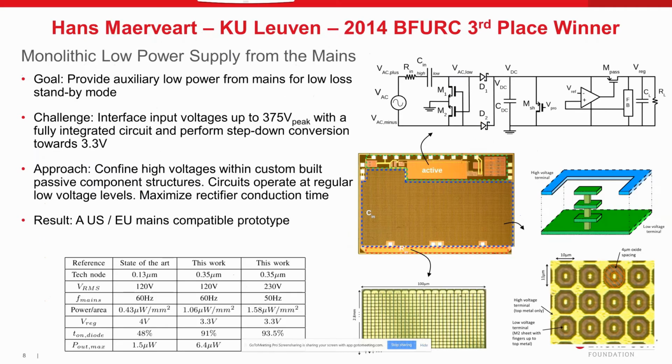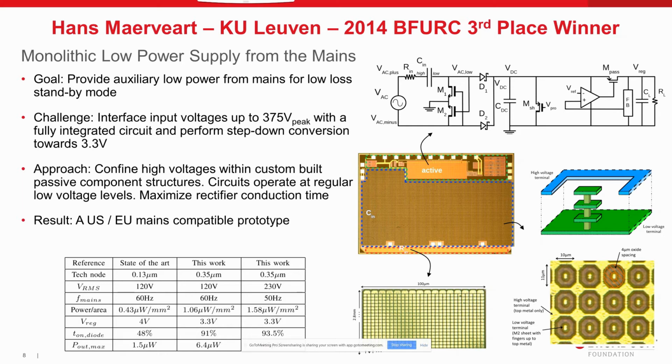This is another one from 2014, Hans Mavart from KU Leuven, and he was a 3rd place winner. This is the one where he's got a hardcore circuits project. He was working on a monolithic low power supply, and he was looking at actually taking 400 volts down to CMOS levels. Again, he's got very complicated diagrams. He's got the amplifiers, the circuits, and then the pictures of the layout, and so it gives you the scale of what he was able to accomplish.